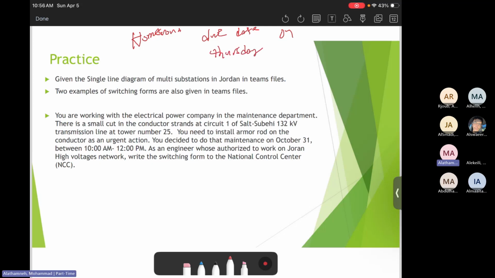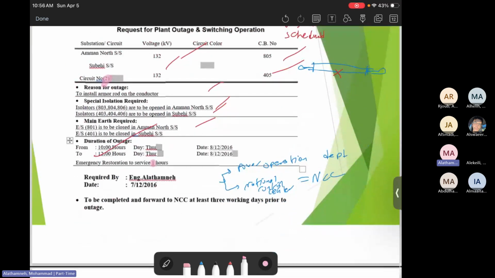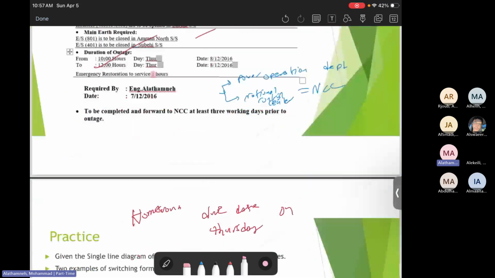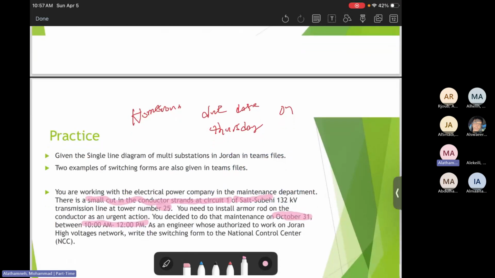So what you need to do: assume you are working in the electrical power company in the maintenance department, and there is a small cut in the conductors at circuit 1 of Salt Sbehi, 132 kilovolt transmission line at tower number 25. You need to install armor rod as an urgent action. You decide to take its maintenance on October 31st between 10 a.m. and 12 p.m. As an engineer, write the switching form. So I will need you to rewrite this based on the new information, based on the 10 a.m. to 12 p.m. October 31st, and based on what's called the circuits.